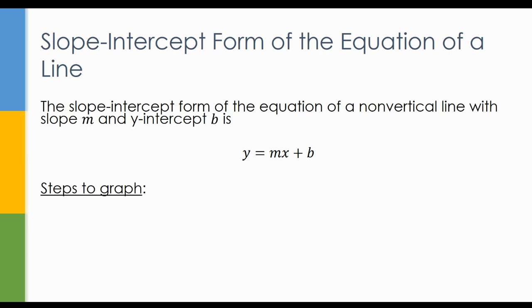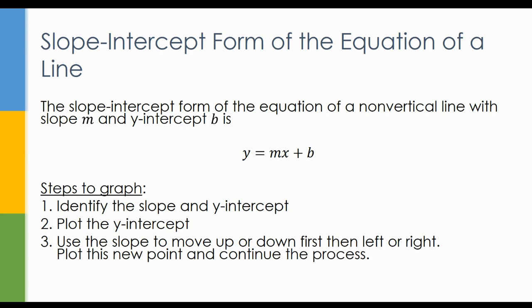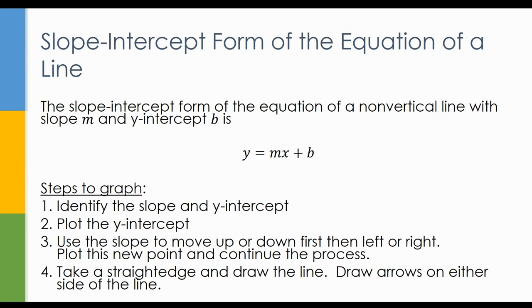So how are we going to graph a line if it's in slope-intercept form? Well, we identify the slope and the y-intercept. We plot the y-intercept so we have a starting point. And then we use the slope to move up or down, followed by left or right. This gives us a new point, and then we can continue that process again from the new point to continue getting more points for the line. Obviously, it should be a straight line. We want arrows on either side of the line as well.